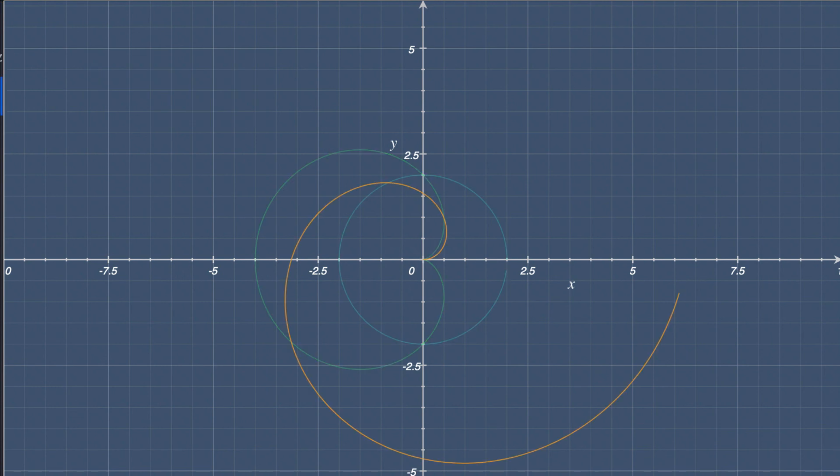So we'll look at all three at the same time, just for fun. It's kind of mesmerizing. Just do it one time.